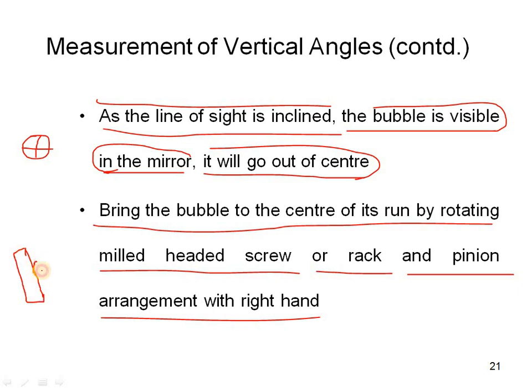On the right side it will be there. So this is the milled headed screw. We have to hold the instrument with our left hand, and one hand should be on the milled headed screw, so that the bubble tube stays in the center position. Otherwise, if you are sighting the object while the bubble tube moves away from the center, the measurements will be wrong.